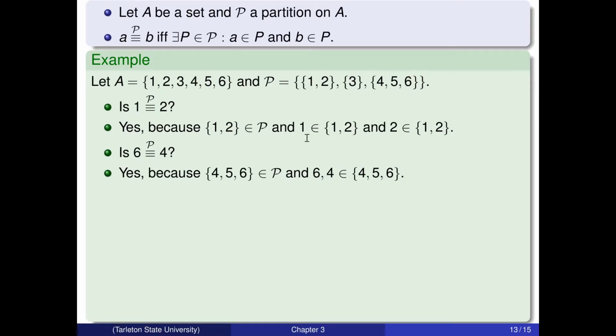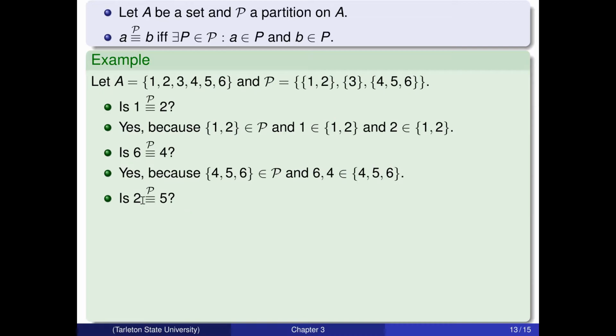Now you'll notice it sometimes gets tedious to write out 1 is in here and 2 is in here. So instead of doing that, we can just write 6, 4 is in here. This doesn't mean like an ordered pair or anything. I'm just saying the element 6 is in here and the element 4 is in there. That'll be kind of nice for brevity's sake.